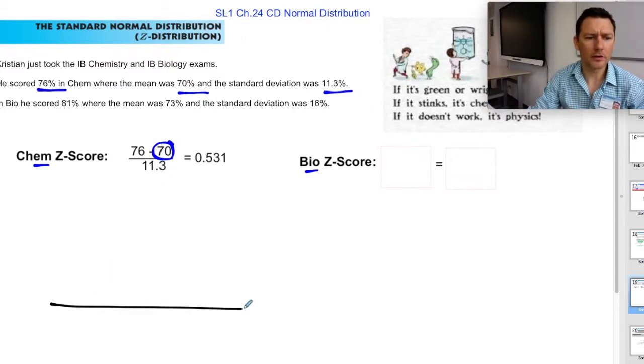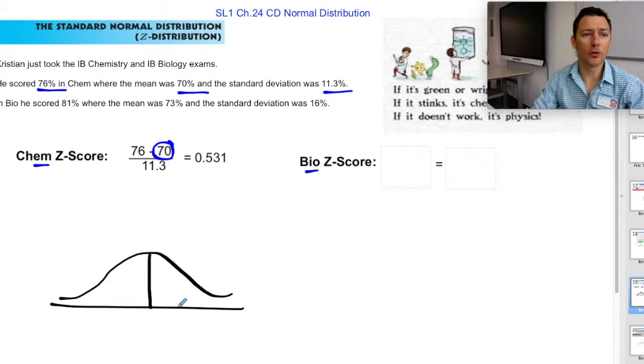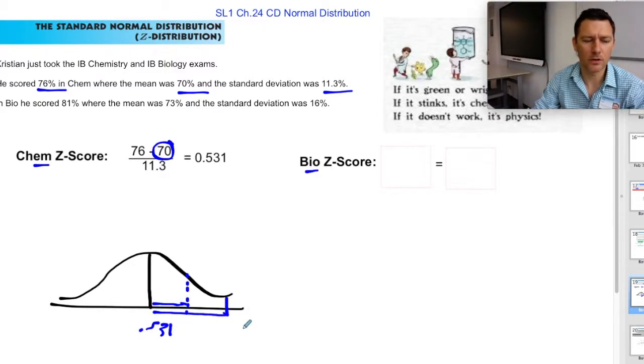Right? So if you visualize this curve, and this was the average, if you turn these all into a standard normal distribution, he is 0.5 away from the average in the positive direction, 0.531 standard deviations, which means the standard deviation is almost twice as long.